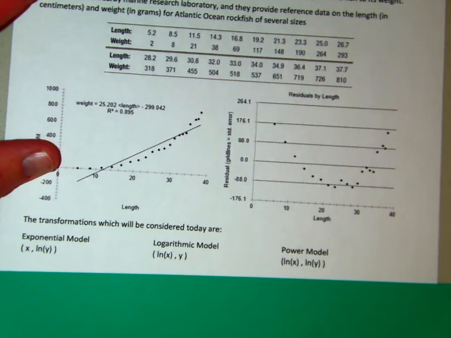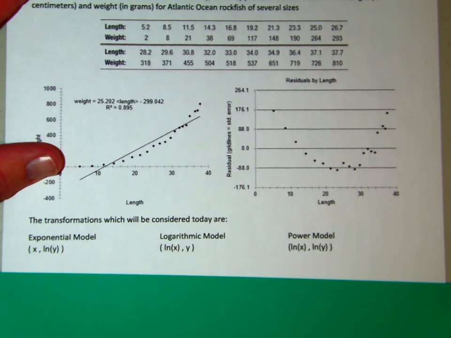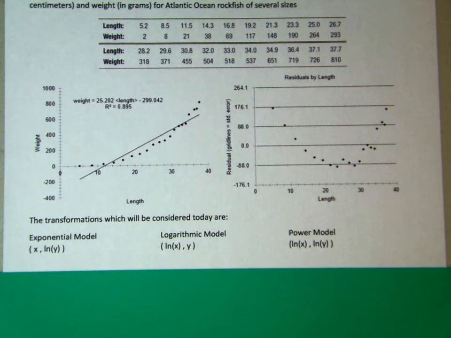Alright, so what we're going to do is look at some different transformations that could occur. Your book did similar ones to these. These are the ones that typically, if you're going to see this on an AP test, they'd be asking you to consider. So with an exponential model, what you're going to look at is x and ln of y. For a logarithmic model, it's ln of x and y, and for a power model, it would be ln of both.